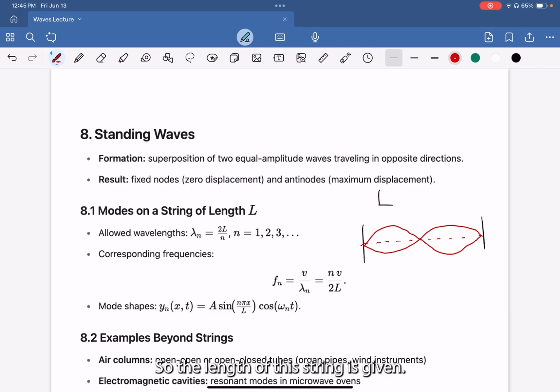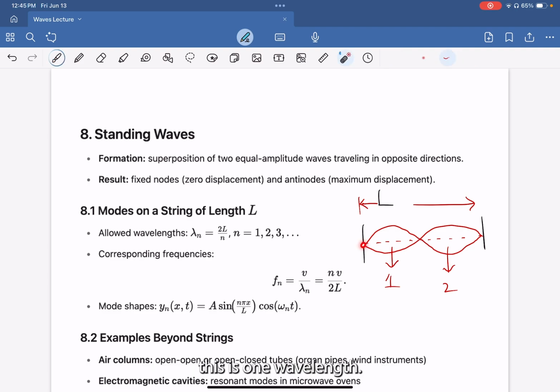So the length of this string is given, and then n is the number of segments. And you see two segments here. That's one, and that's a second. See? And if you check it out, you can see that this is one wavelength, but in one wavelength, you have two segments. And this is the node, this is the antinode. See that? So from one antinode to the next antinode, from one node to the next node, the distance is one wavelength.